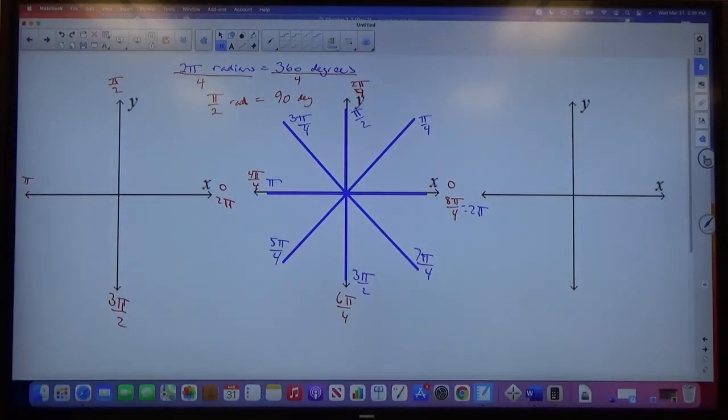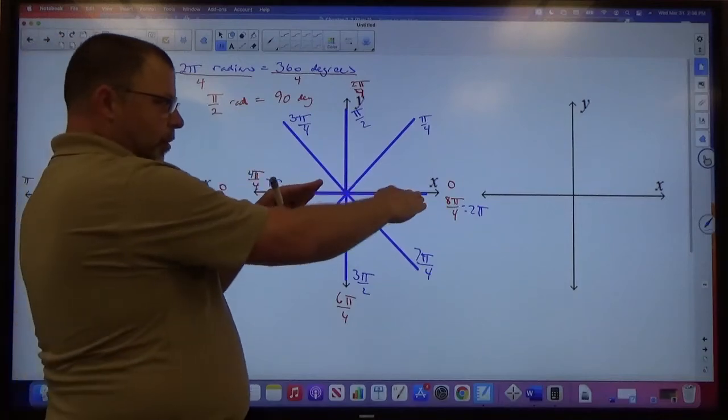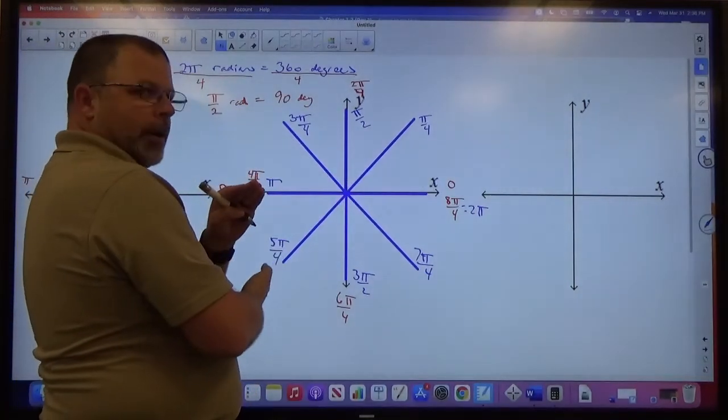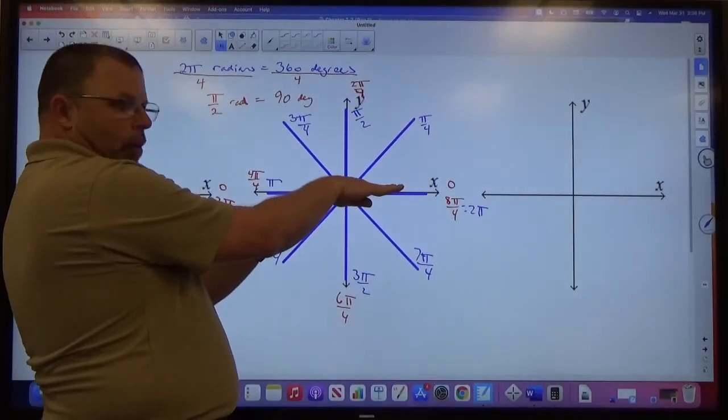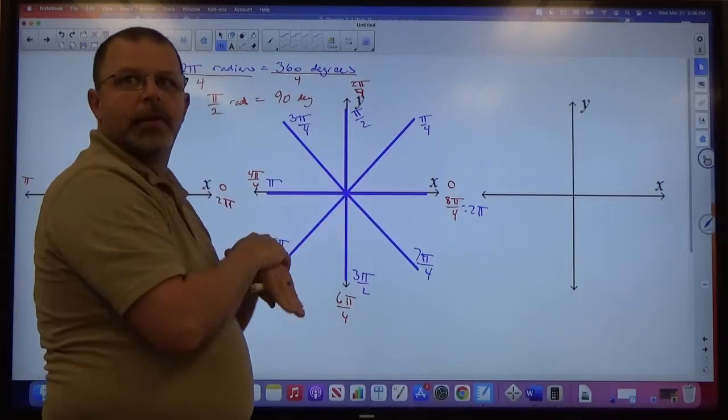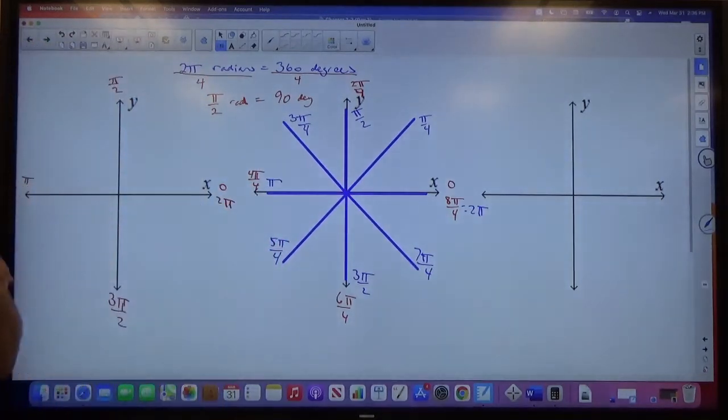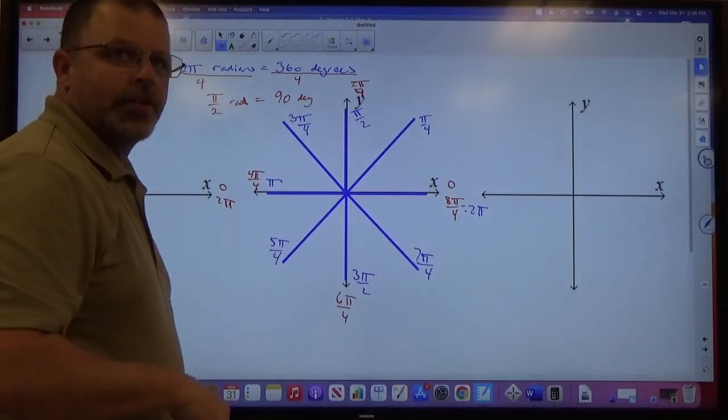So if I was told to plot the radian measure 5 pi over 4 in standard form, 0 is this way, 5 pi over 4 is right here. You would simply give me that part of it, put your 5 pi over 4 right there, that'd be standard position. All right, let's look at over 6.